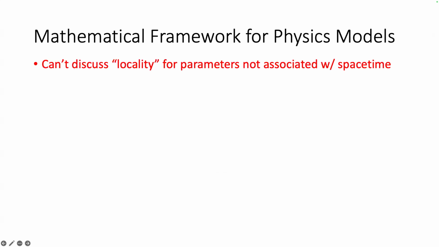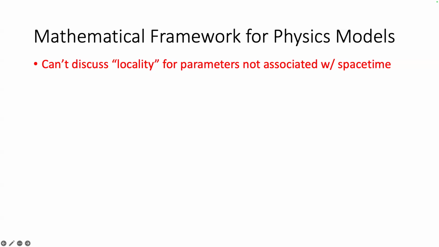And one of the issues with Bell's theorem is something called locality, right? The idea that, is this theory local? We'll define that in a moment. But the moment you start talking about locality, it means that you're talking about things that live in space and time. You can't talk about locality of the color red. You can't talk about locality of things that don't have a space-time description.